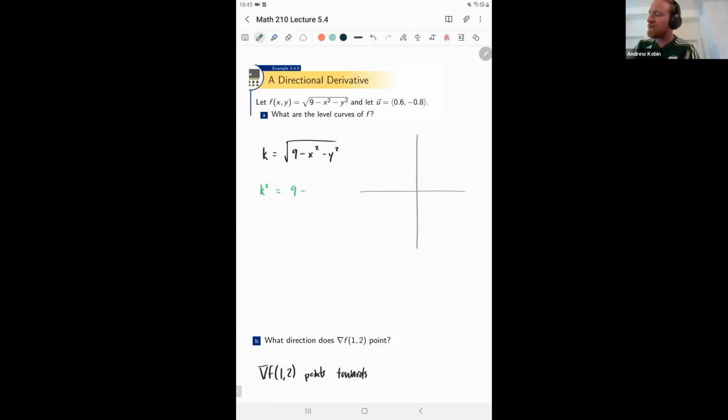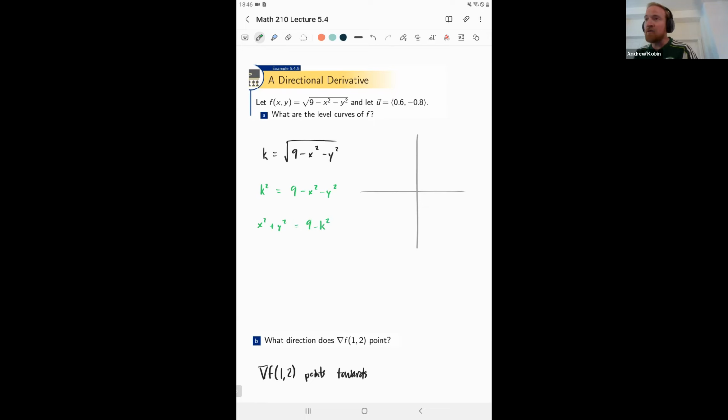So I'm going to square both sides of the equation. I've had some practice with this, and you might have already practiced with similar examples. I see this as a circle equation. Explicitly, if I solve for x squared plus y squared on the left side, I'll have 9 minus that constant squared on the right side. And this is a circle of radius square root of 9 minus k squared.